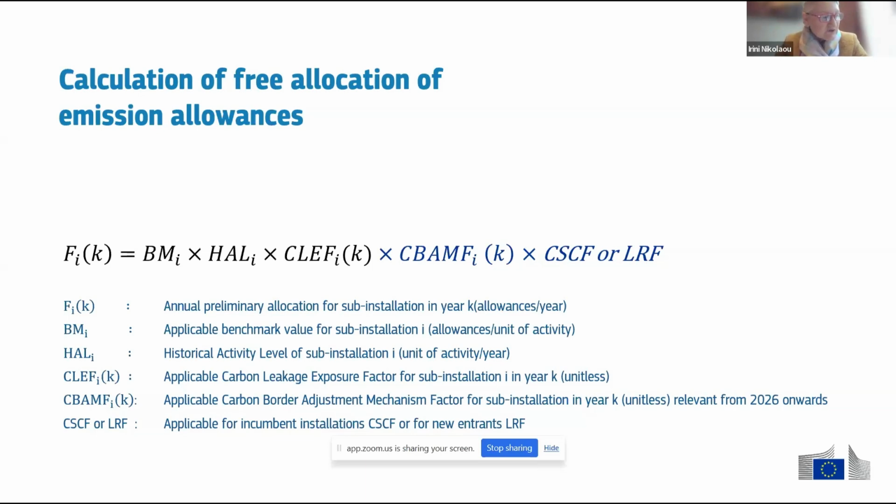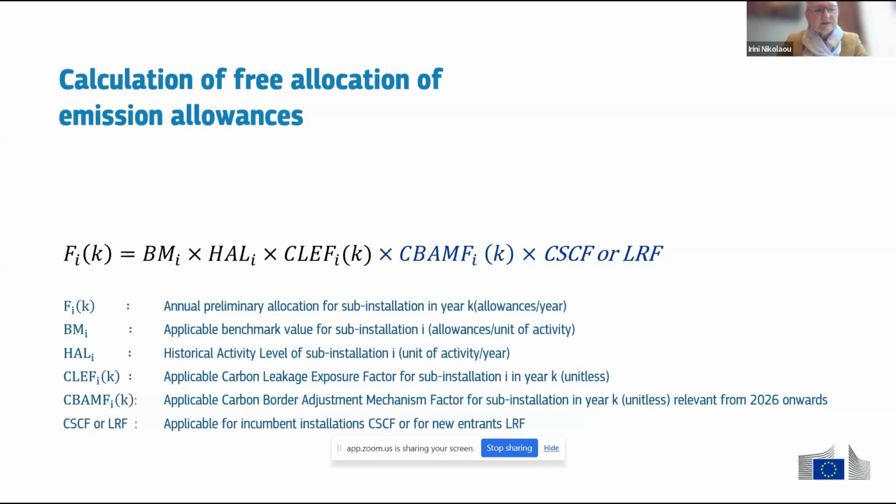We have an installation that produces glass. For glass, there are 2 product benchmarks. One is for colored glass, and one is for colorless glass. And the reason is because the energy intensity is totally different for the production of the two types of glass. Therefore, we have 2 benchmarks.